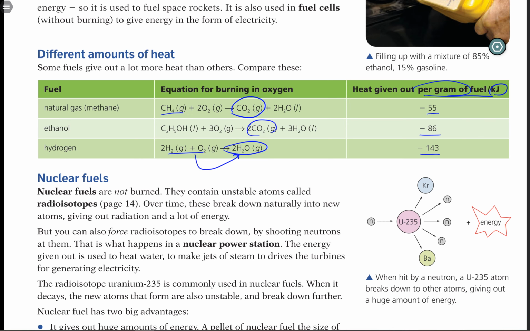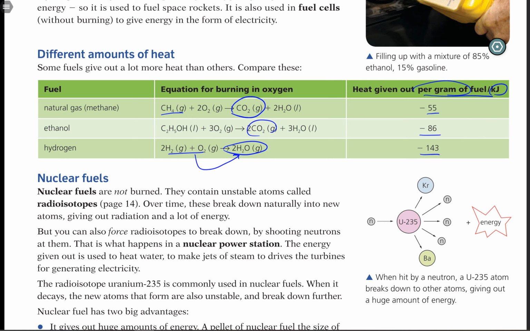But if we want to consider the other information that we have, hydrogen may not be a good option. Hydrogen is much more expensive than ethanol and natural gas, and hydrogen is not a safe fuel. It's very difficult to store and transport compared to ethanol and natural gas. And also, hydrogen is not available. We have to make hydrogen by different processes. So all of these are bad points or disadvantages of hydrogen.